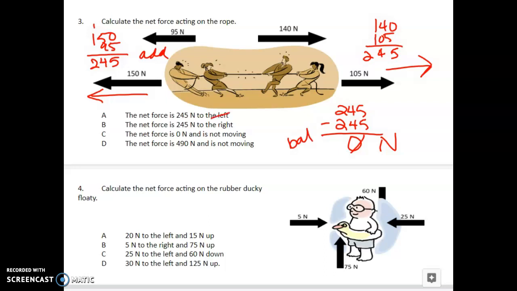It's not moving to the left, it's not moving to the right. So we have not moving, not moving. That's correct. And the net force is 0, not 490. And C is our answer.